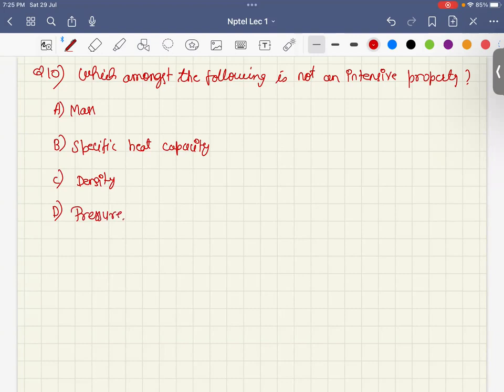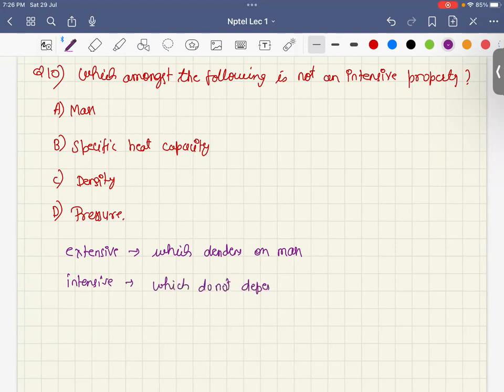Just a reminder that extensive properties depend on mass, and intensive properties are those which do not depend on the mass of the system. So which of the following is not an intensive property, right? So I'll give you a couple of minutes to solve it.